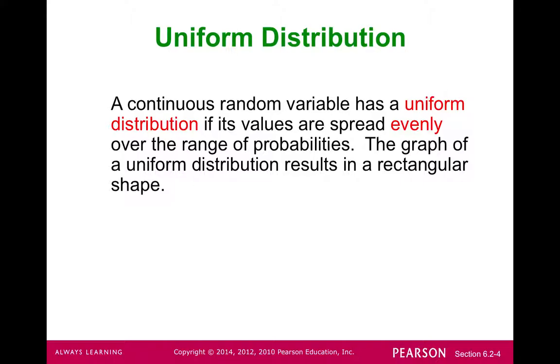So first thing to talk about is what's known as a uniform distribution, which we're not going to talk about in a lot of depth, but we'll introduce briefly. A continuous random variable has a uniform distribution if its values are spread evenly over the range of probabilities. The graph of a uniform distribution usually looks like a rectangle. Although the slides here do not show you an example of this, just understand that that's what a uniform distribution is.